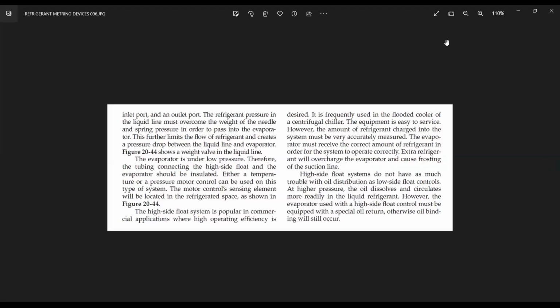Now let's talk about the high side flow side. I just wanted to talk about it. Generally there is nothing much to it, but I just wanted to mention it. Now let's talk about the different components which we have in the systems.